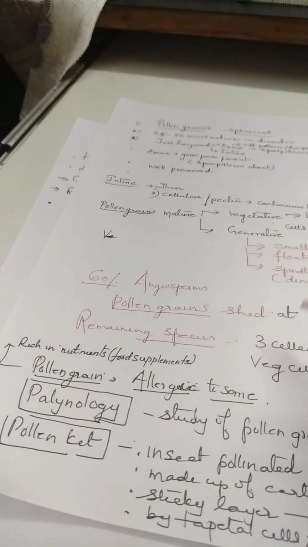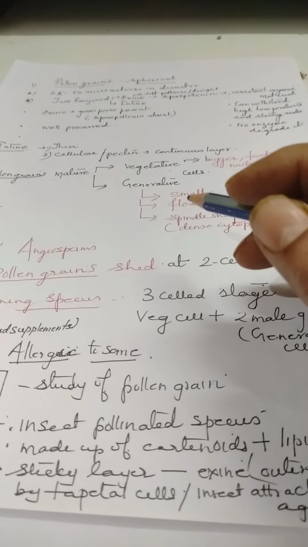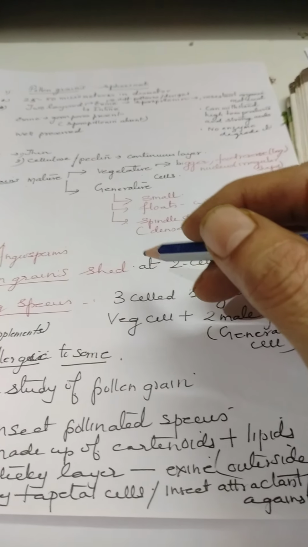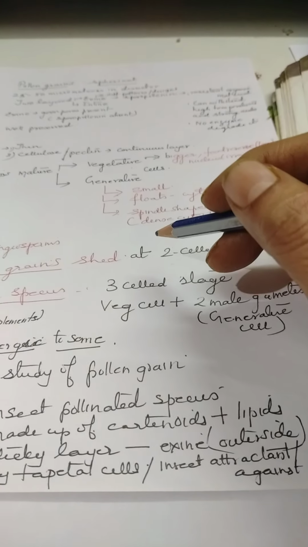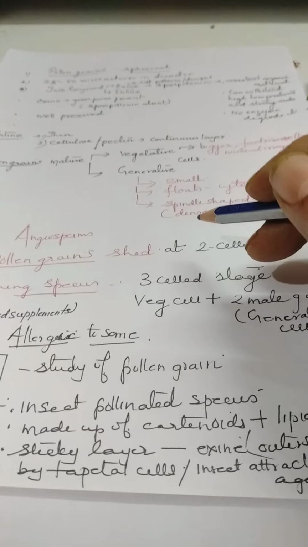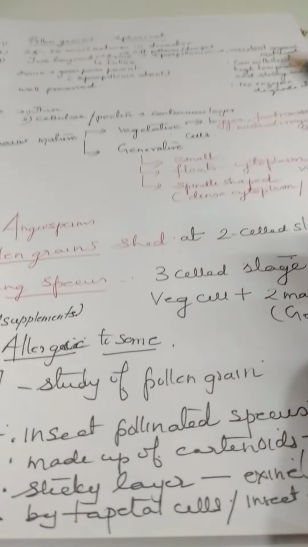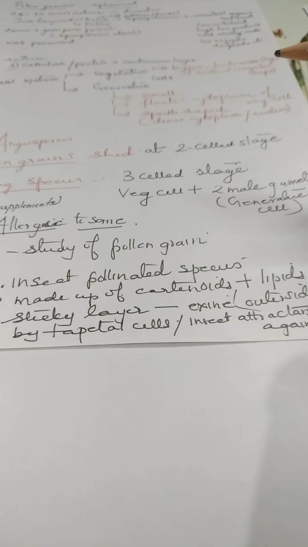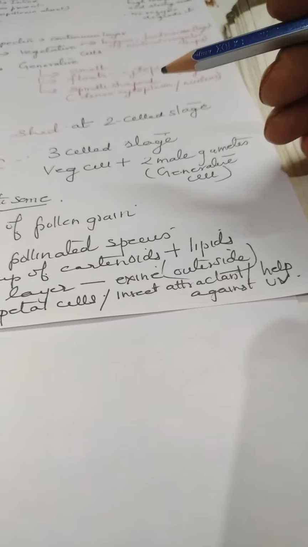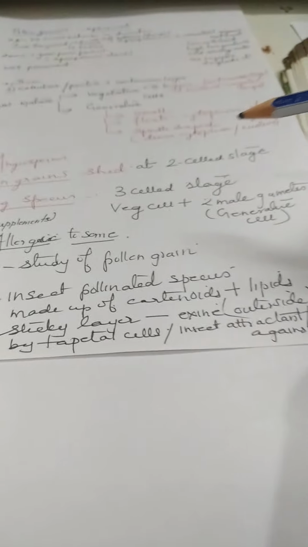There is also the pollen kit, present in insect pollinated species. It is made up of carotenoids and lipids, and it is a sticky layer secreted on the exine by the tapetal cells. It also acts as an insect attractant and helps protect against UV. These pollen grains are very rich in nutrients and have been used as food supplements in the form of tablets, etc.